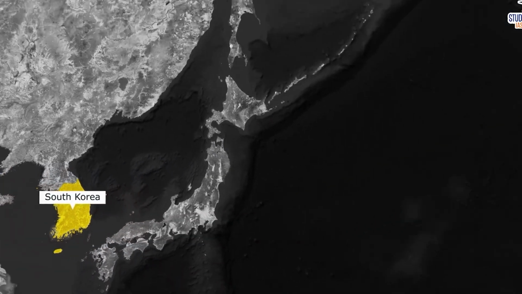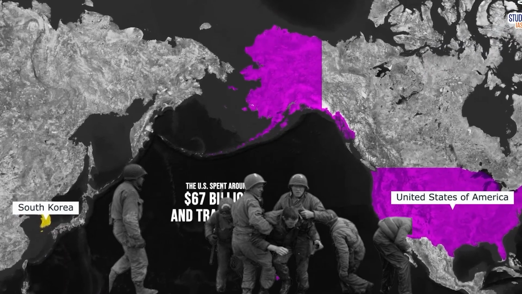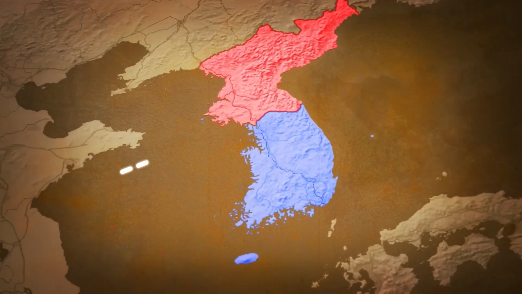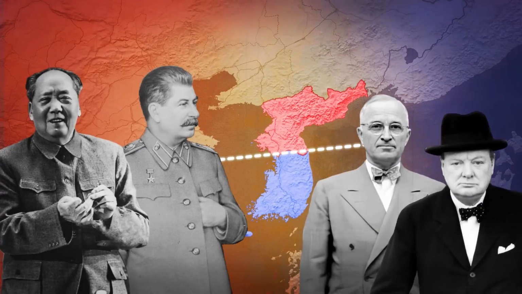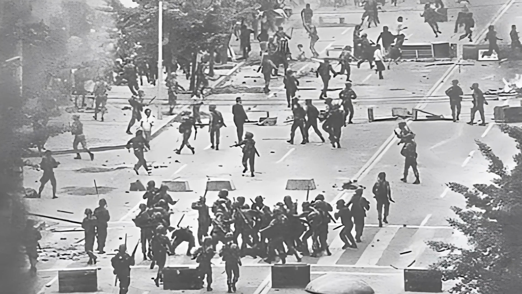Also, during the Korean War, the US spent around $67 billion and tragically 36,574 American soldiers lost their lives. The Soviet Union, on the other hand, supported North Korea and its Chinese allies by providing military weapons such as the PPSH-41 submachine guns, T-34-85 tanks, and MiG-15 jet fighters. But what did both superpowers gain from all this investment of money, lives, and military resources?